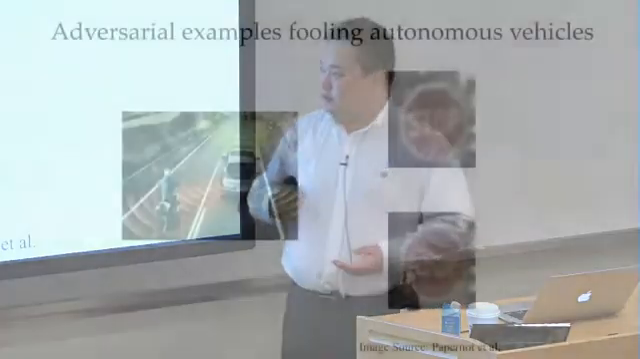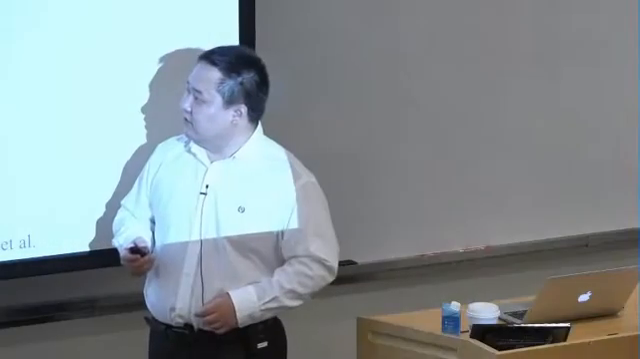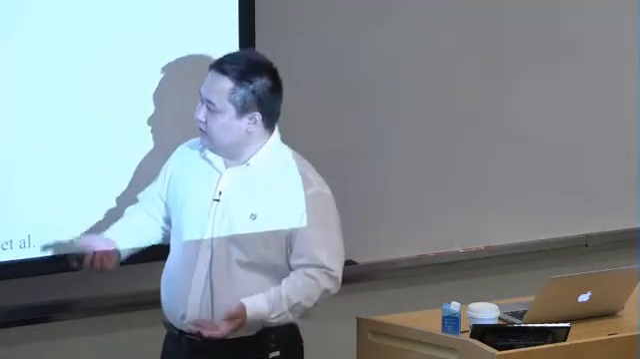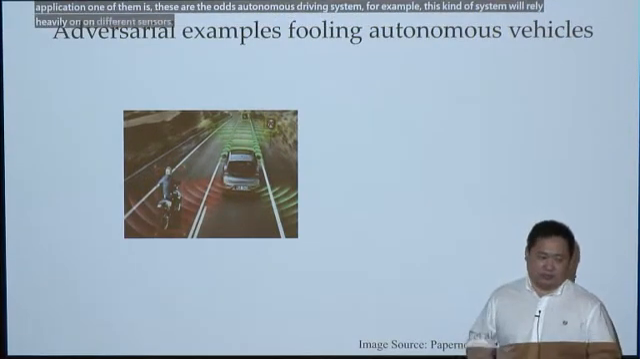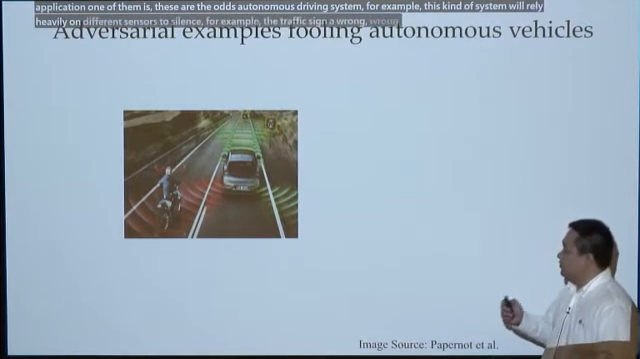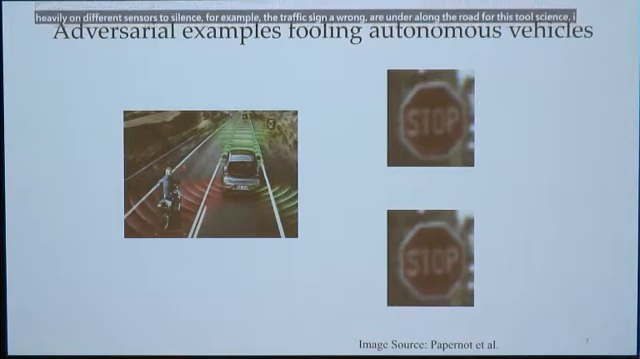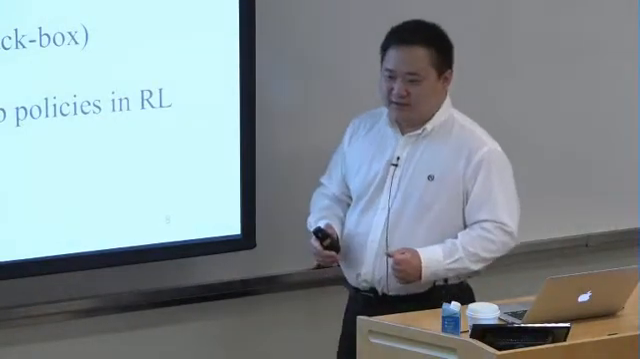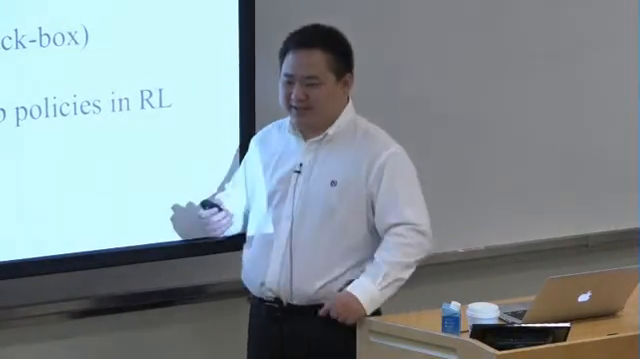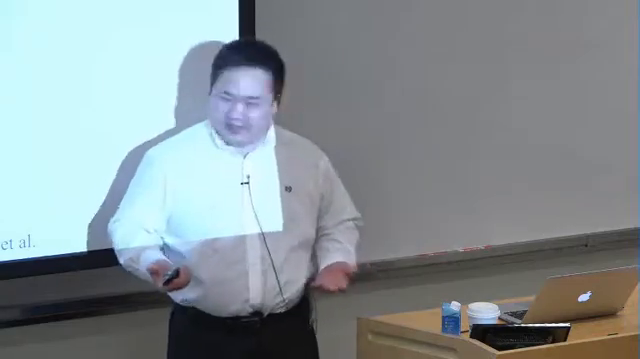And more importantly, this will severely hinder the application of some security-sensitive applications. One of them is the autonomous driving system. For example, this kind of system will rely heavily on different sensors to sense, for example, the traffic signs along the road. And for these two signs, can anyone tell the difference between the two, right? Okay. Right, you want to have a try? Right. I'm very sorry about this problem, but I don't know why.